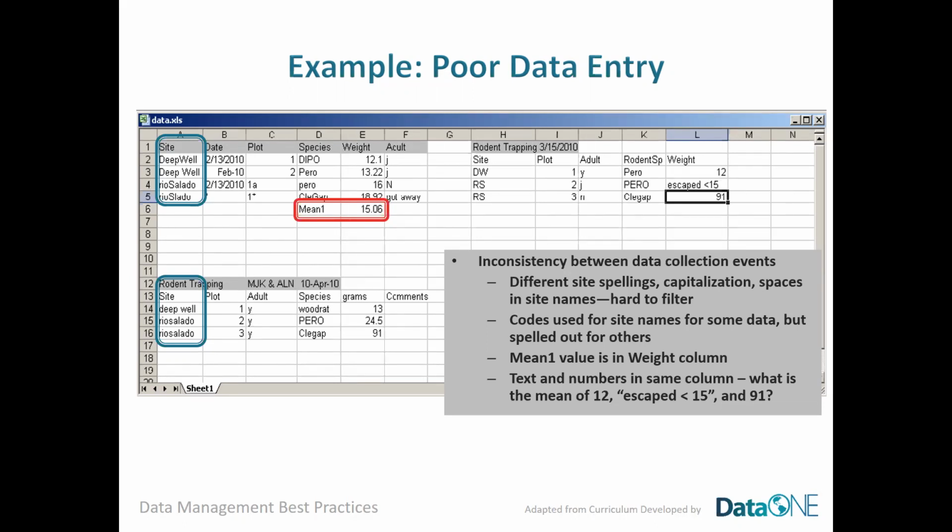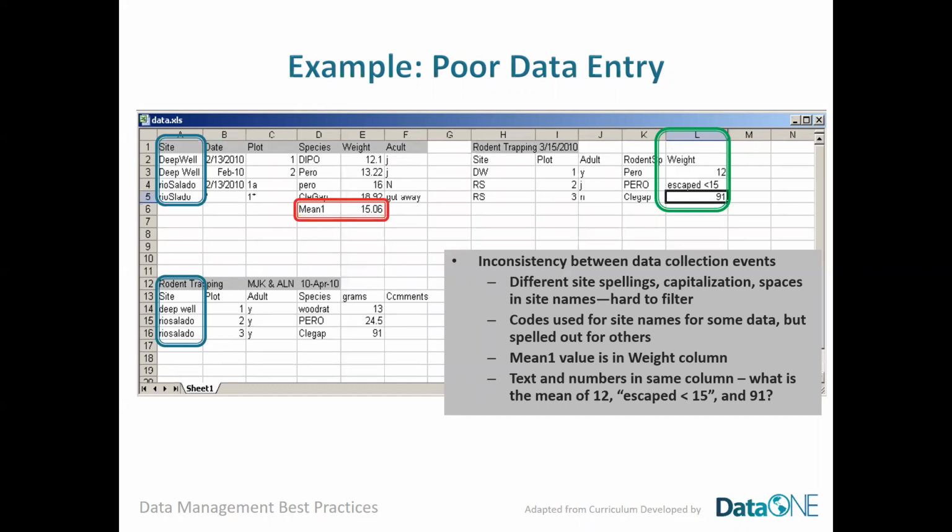In addition, you have text data mixed with numeric data in the single column called weight. It says "escaped less than 15", presumably indicating that a rodent less than 15 grams escaped. A statistical program will not know exactly how to deal with text data mixed in with numeric data. What is the mean of 12, 91, and "escaped less than 15"? It can't be calculated.